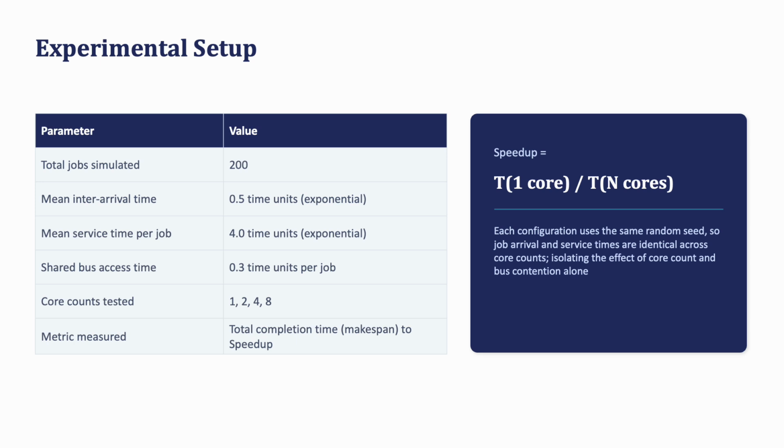Now, the speed up is computed on this equation right here, and that's the one core completion time divided by the n core completion time.